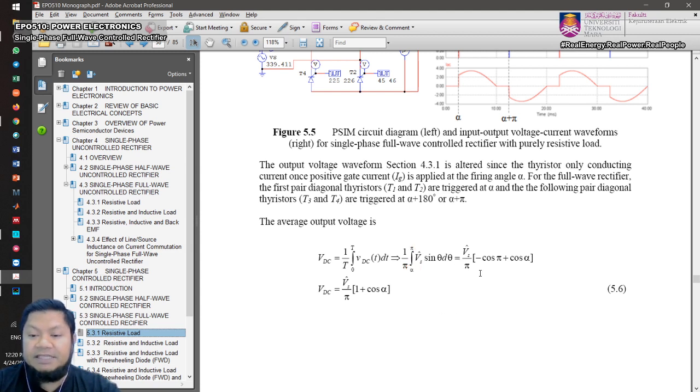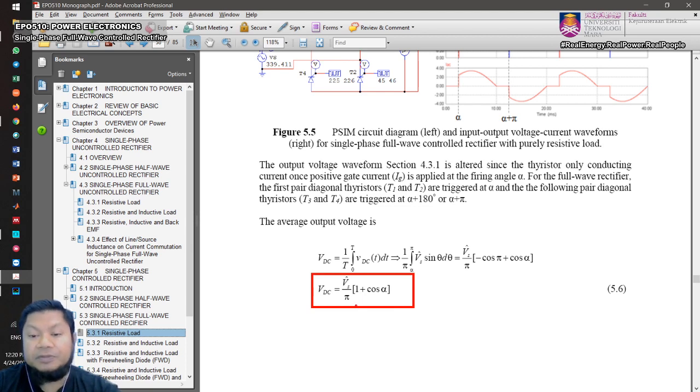So the rest is mathematics. Please make sure that you fill in the gap. You derive it yourself, starting from a blank paper, and that will give you this output voltage equation. The average output voltage is always V peak over pi times (minus cos pi plus cos alpha), and you will get this final equation here. So this is the average value for the full wave controlled rectifier with purely resistive load.